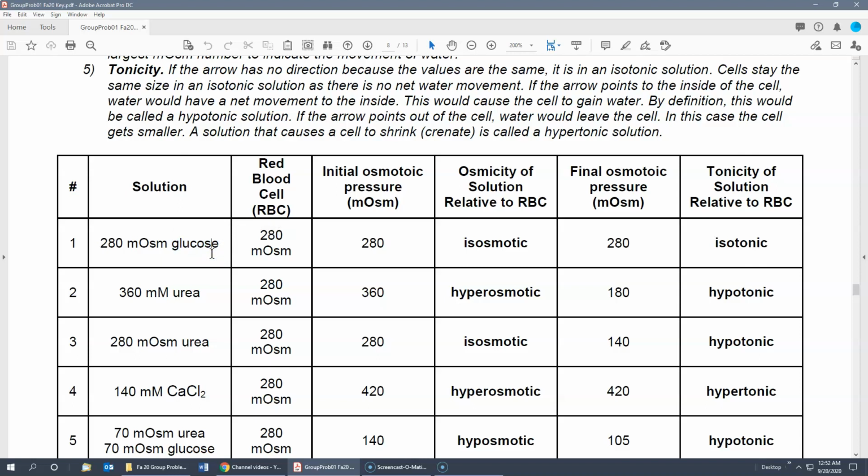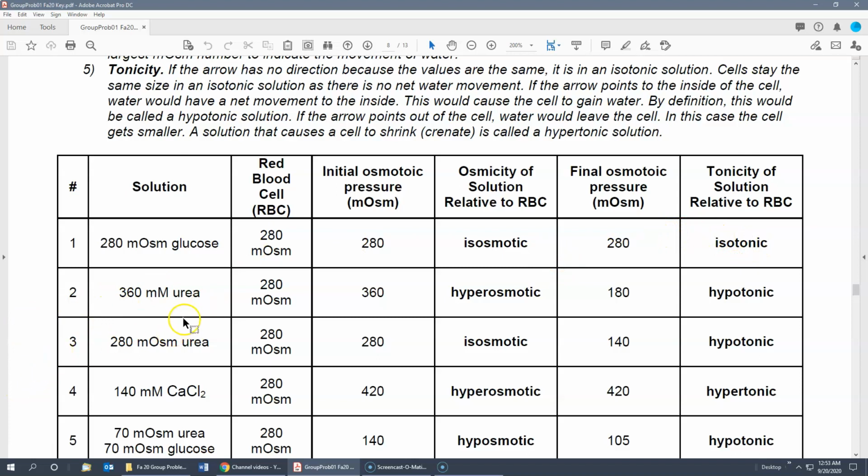Now I draw an arrow to indicate the direction of water movement. And for that arrow, you're going to draw a double-headed arrow, right? Because it's 280 inside, 280 outside. You draw the arrow to the biggest number. It's the same. So there's no net movement of water. Since there's no net movement of water, there's no change in cell volume. And so that means it's an isotonic solution. All right.